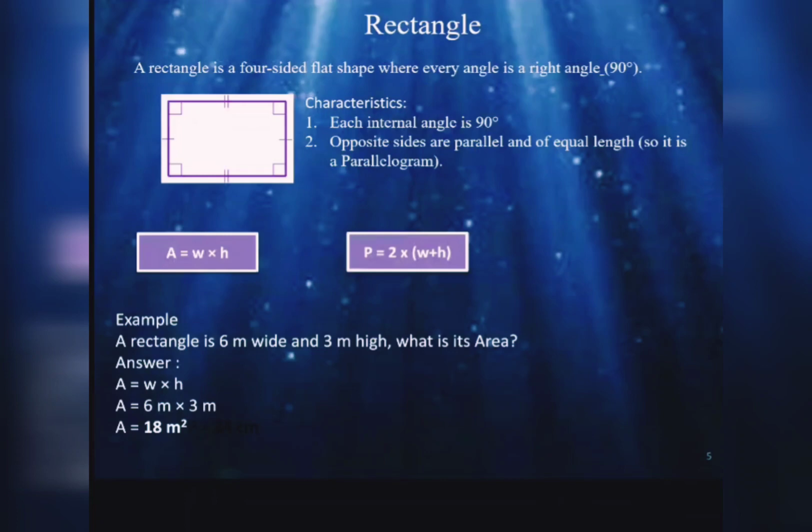The formula of a rectangle: the area is width times height. The perimeter is 2 times width plus height. The example problem: a rectangle is 6 meters wide and 3 meters high. What is the area? The answer is width times height, and that is 6 meters times 3 meters. The answer is 18 meters squared.